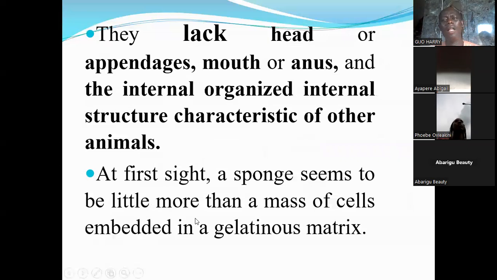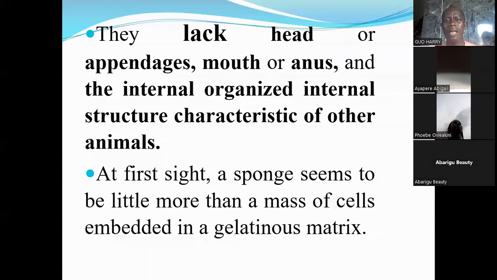But some of them could have a radial symmetry. Very few of the sponges have radial symmetry. Now, the sponges lack a head and appendages, they lack a mouth and anus, and the internal organization that is characteristic of animals is not present in these sponges. The sponges are actually the simplest animals.